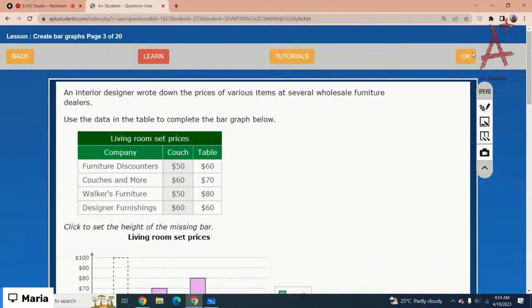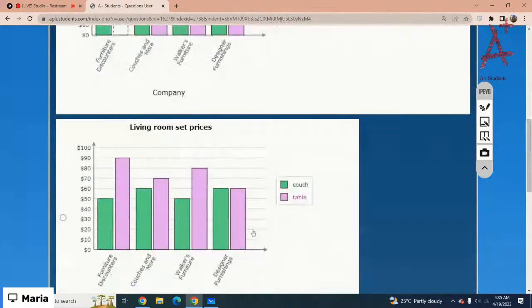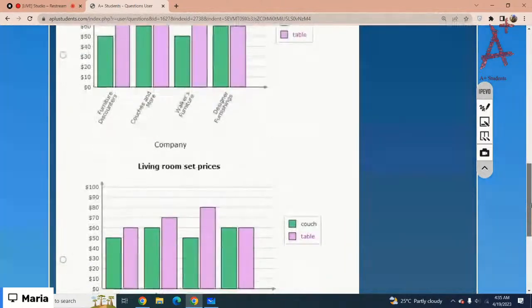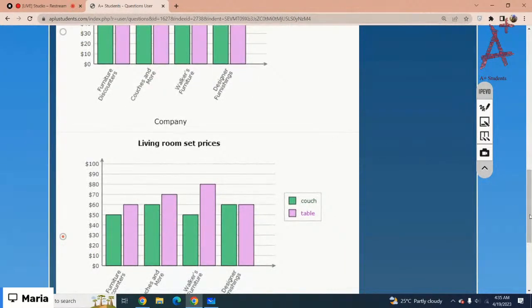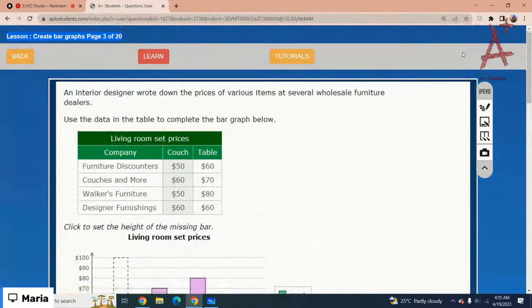An interior designer wrote down the prices of various items at several wholesale furniture dealers. Use the data in the table to complete the bar graph below. Okay, just see which is the correct option. 50, 60, 50, 70. Okay, 50, 60. This isn't the correct option. That means the second one is the correct option. Got it? Because the first value is not correct in the graph.